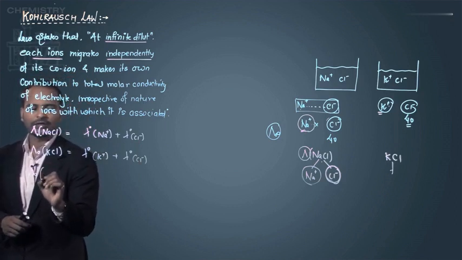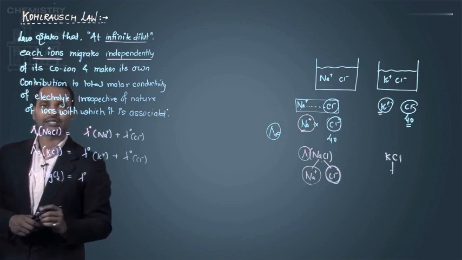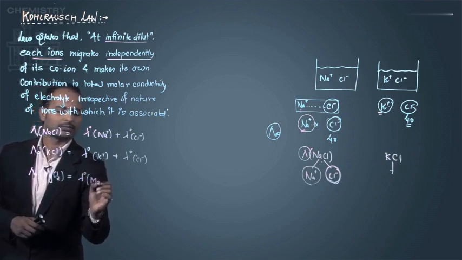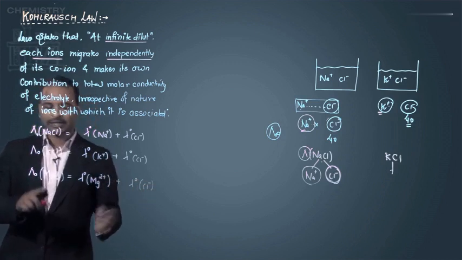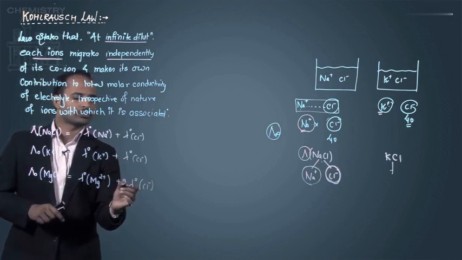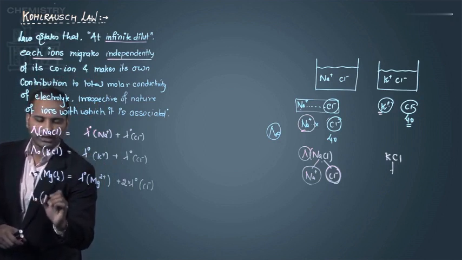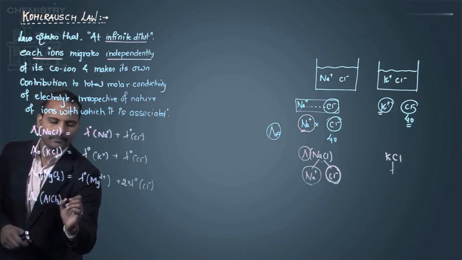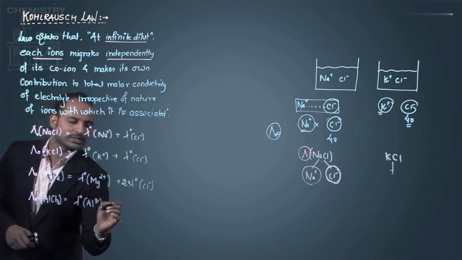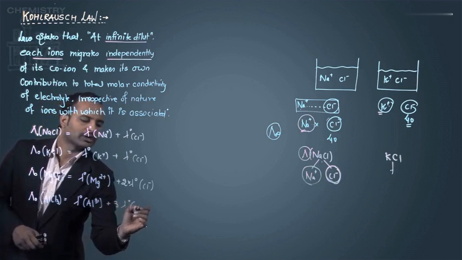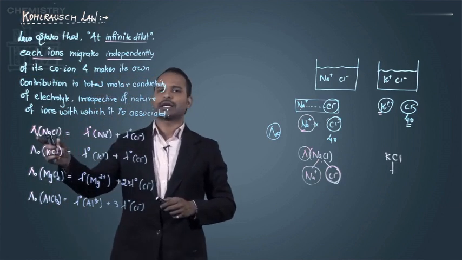Similarly, if I am writing the molar conductivity of MgCl2, that is magnesium chloride, then it is going to be the conductivity of magnesium ions plus the conductivity of chlorine ions. But there are two chlorine ions, so it is going to be 2 into the conductivity of chlorine ions. Similarly, if I have aluminium chloride, then it is going to be the sum of the molar conductivity of aluminium 3 plus and 3 times the molar conductivity of Cl minus.